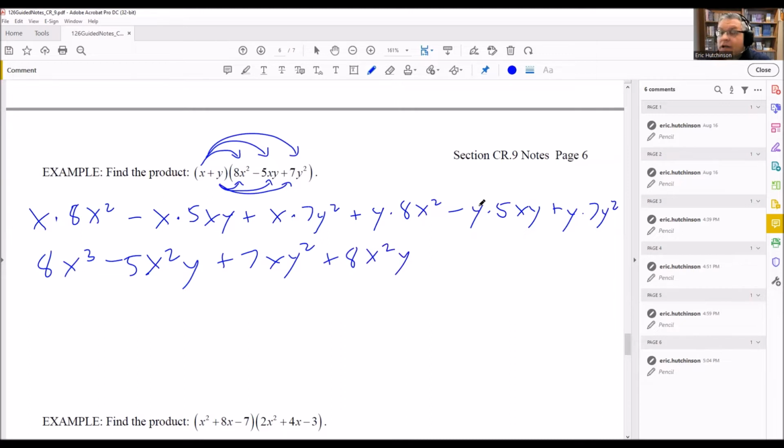Now this other one, again, you can multiply in any order. So I'm going to multiply the y times the y there. So I get negative 5xy squared. Then I have plus 7y cubed.